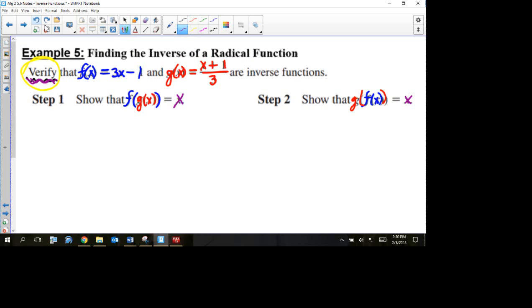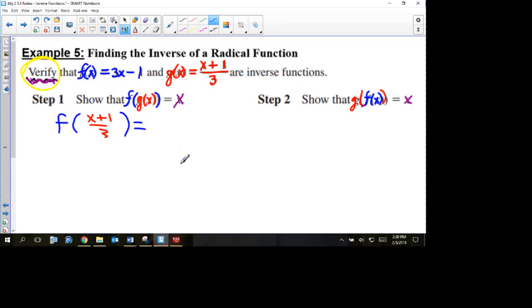Everything that is f is in blue. Everything I have that's g is in red, so hopefully you can follow it. Okay, so I'm going to do f of g of x. So I'm going to take my f of, and I'm going to put my g into it. So I'm going to put x plus 1 over 3 inside of my f function.